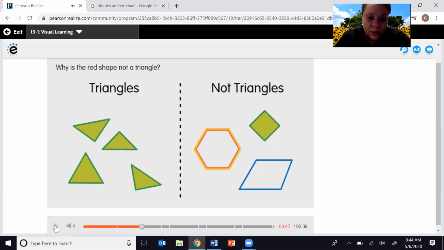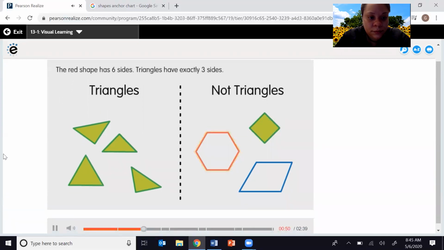Not a triangle. So why is this shape not a triangle? Well, for one, this has 1, 2, 3, 4, 5, 6 sides, not 3. It has 1, 2, 3, 4, 5, 6 vertices and 6 angles. So way more than what triangles have, which is just 3. It has 6 sides. Triangles have exactly 3 sides.